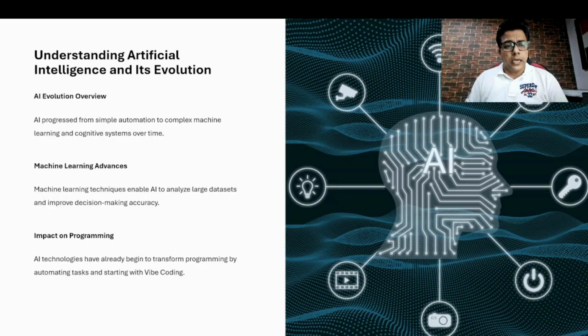So AI progressed from simple automation to complex machine learning and cognitive systems over time. If you remember, there are multiple websites which used to suggest a lot of products based on your purchases, based on what other people having similar traits to you are purchasing. So this was actually an implementation of AI. Then with voice assistants, like you can just say anything and they will do the job, like Alexa or Google Assistant, these are also examples of AI.